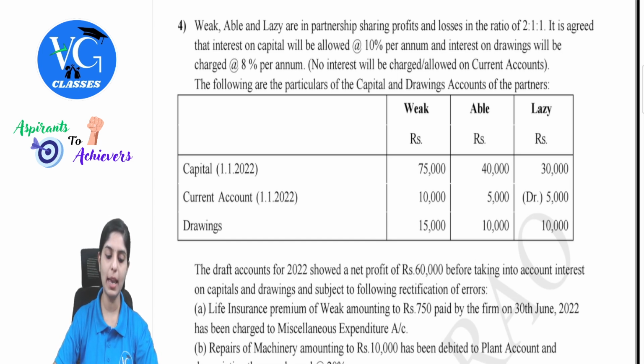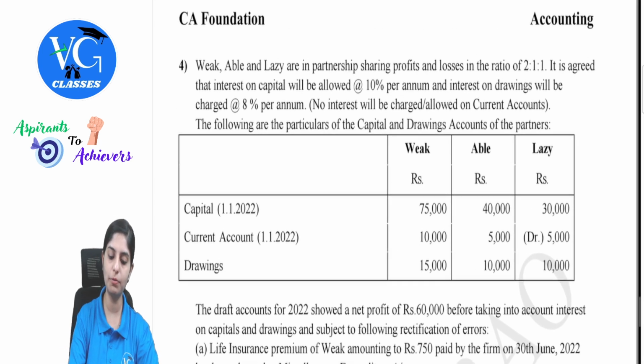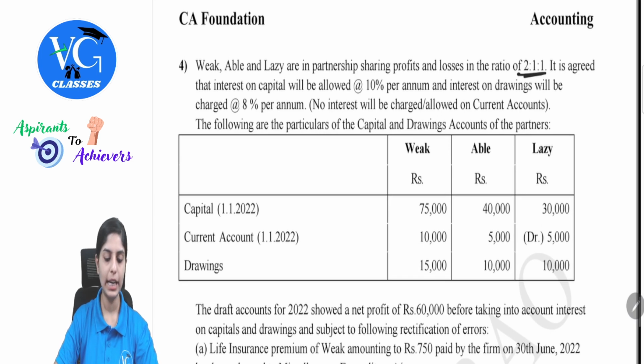Let's read. Weak, Able and Lazy are in partnership sharing profits and losses in the ratio of 2:1:1. It is agreed that interest on capital will be allowed at 10% per annum and interest on drawings will be charged at 8% per annum. No interest will be charged or allowed on current accounts. There are current account balances, like we give on capital. There is no such point for interest on current account.